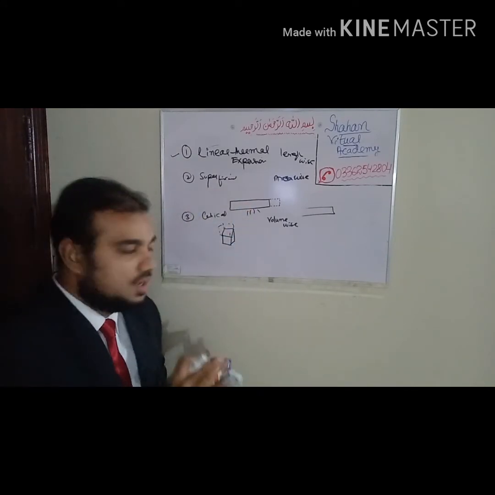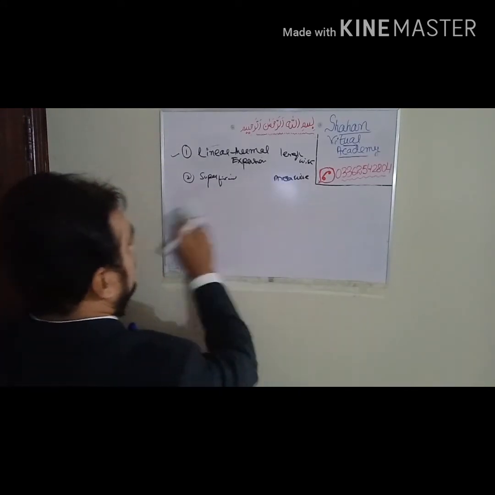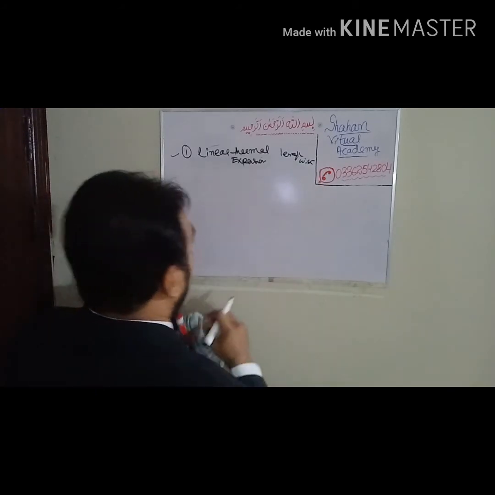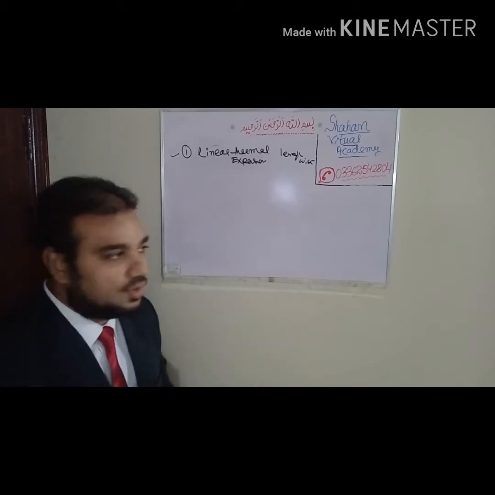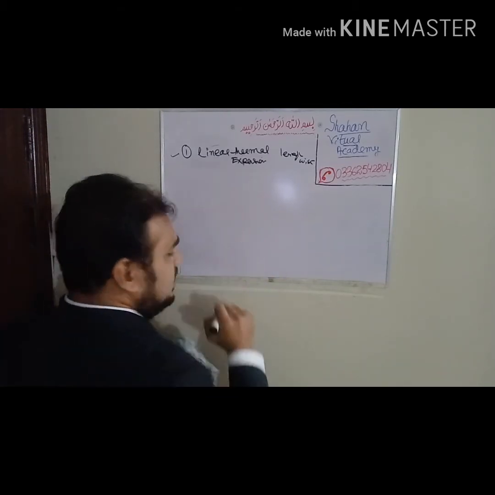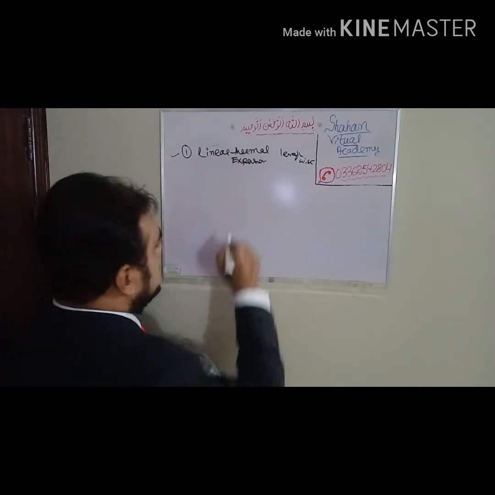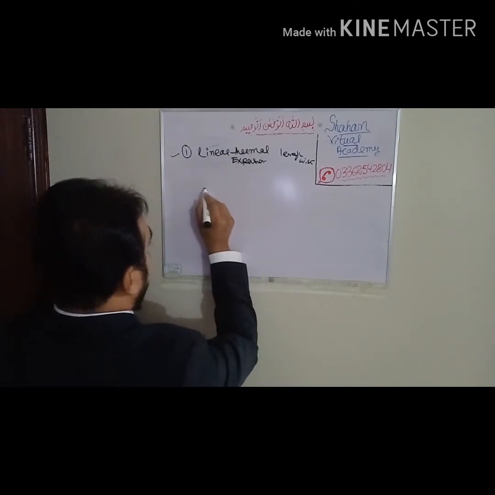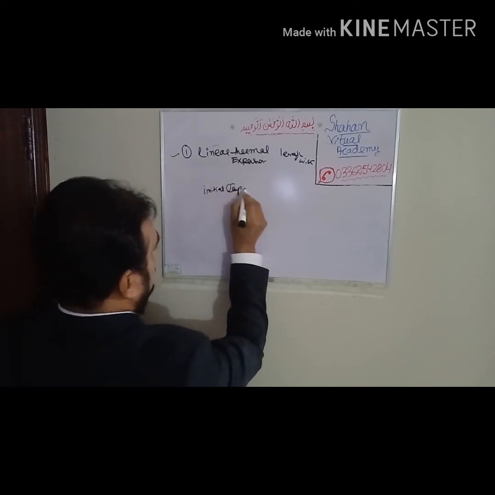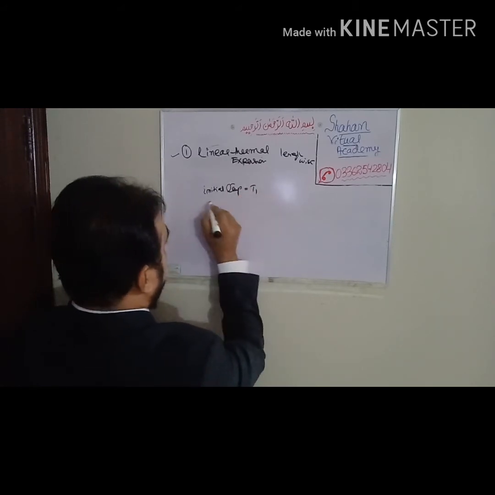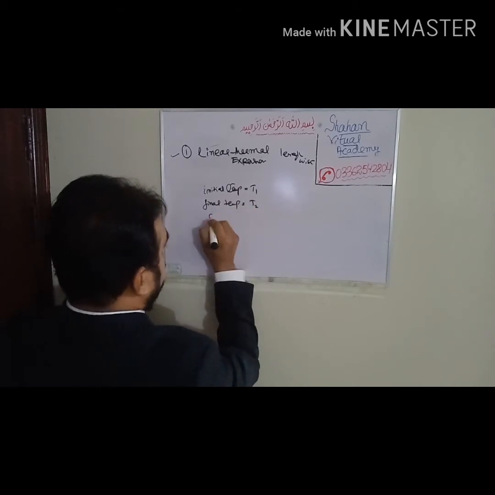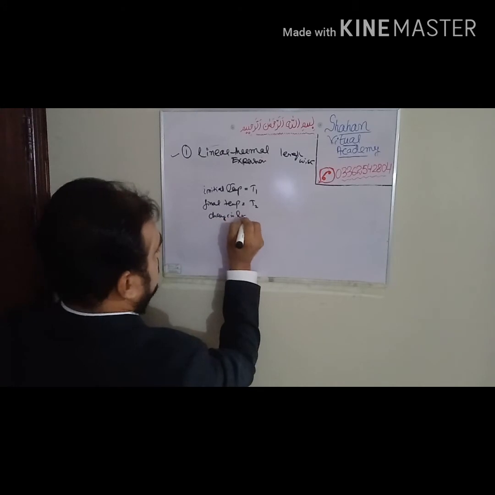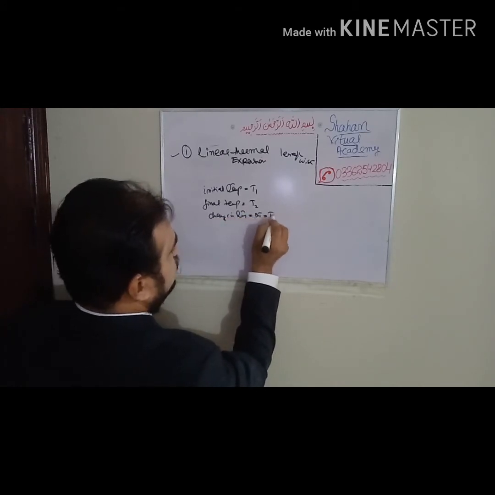Now we will describe the relation for linear thermal expansion, giving you a little bit of description. When we give heat, let's suppose the initial temperature is T1 and the final temperature is T2. So the change in temperature, delta T, is T2 minus T1.